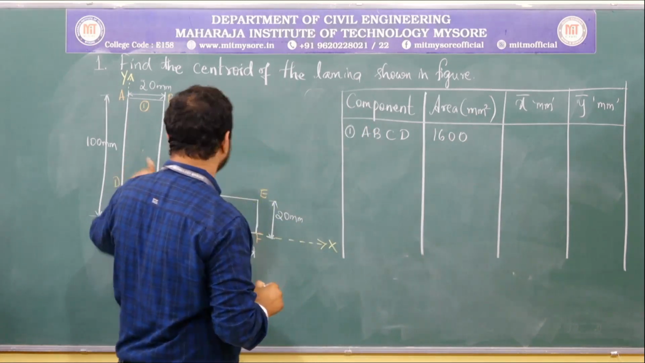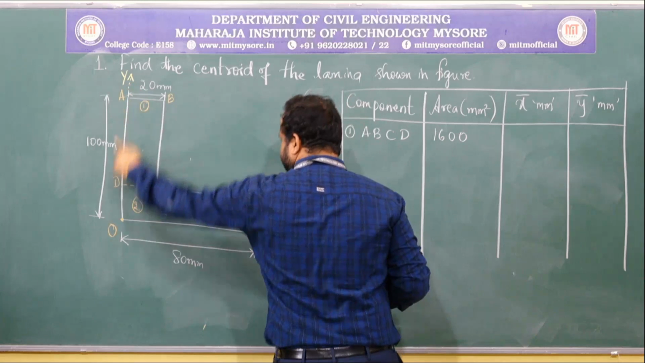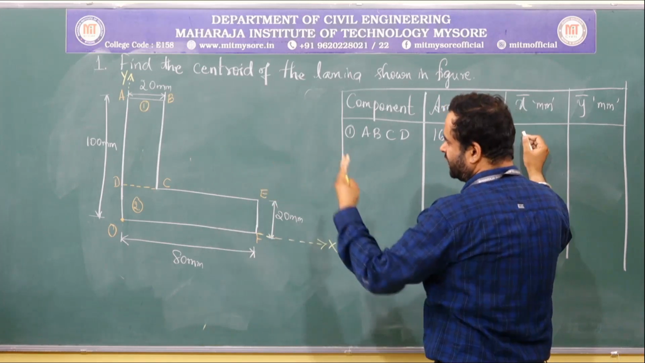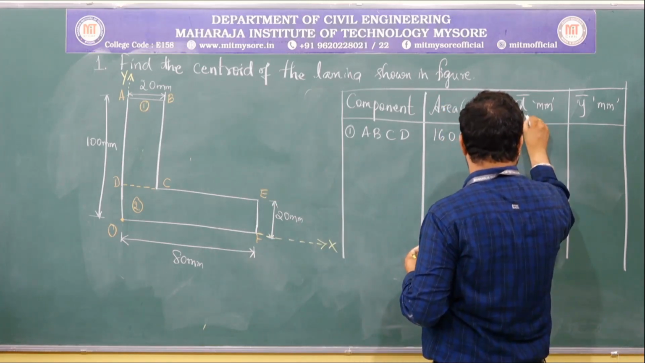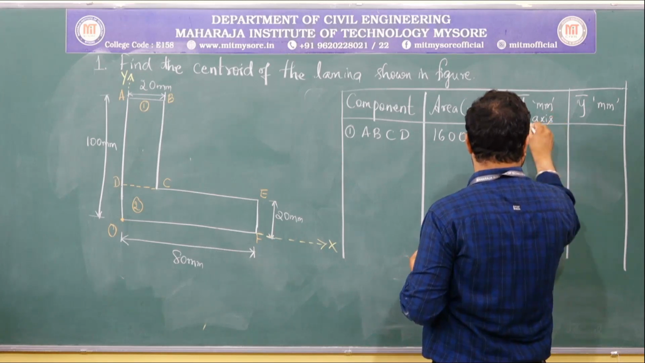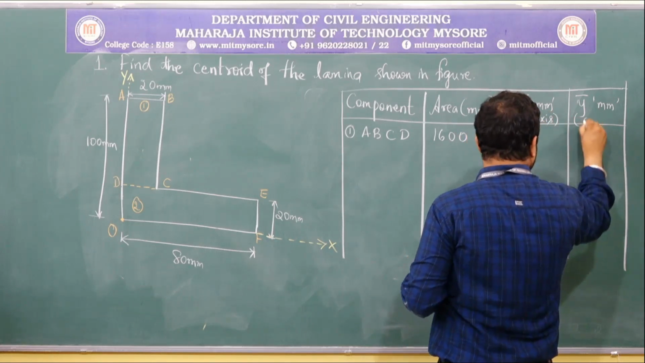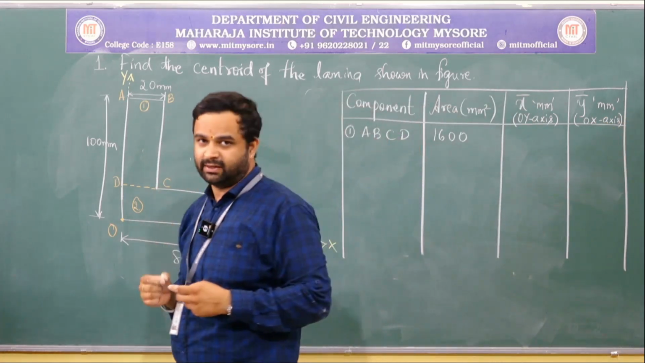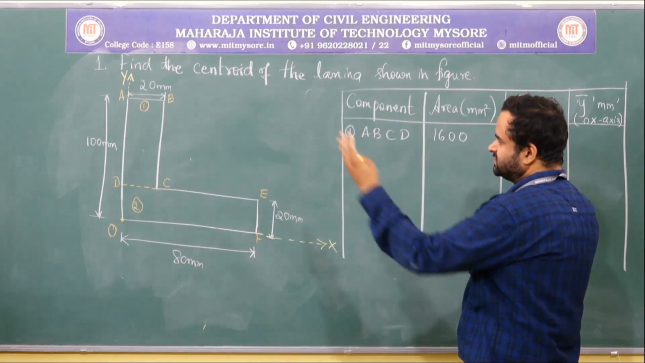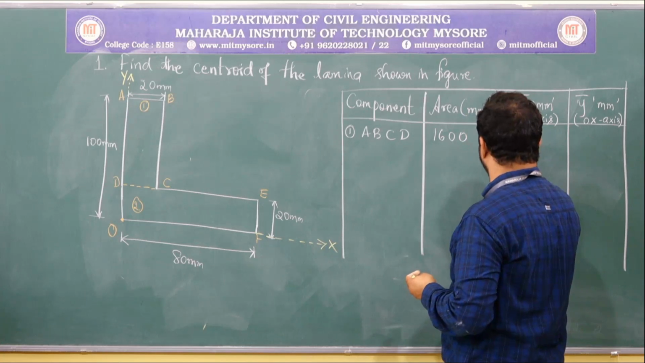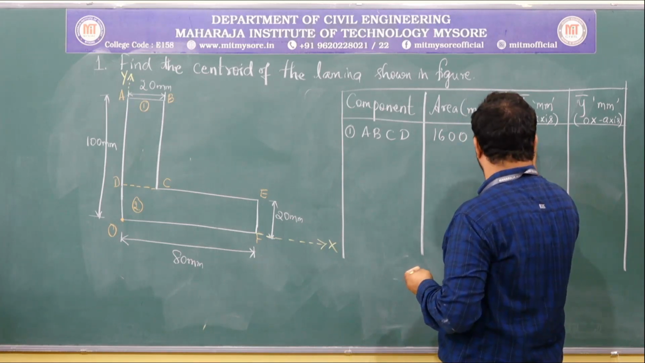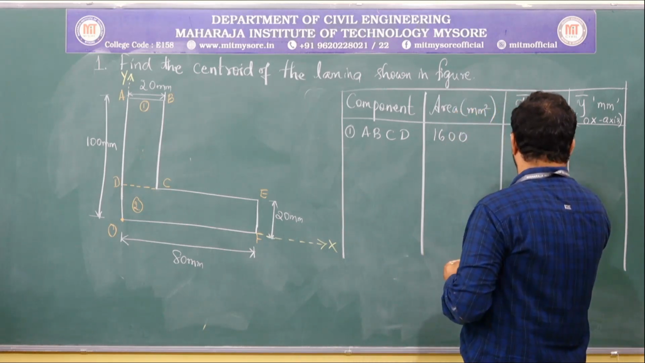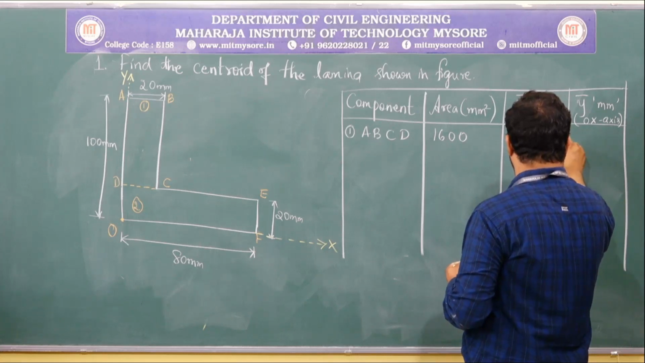And what about the x value? That is x value of component 1 with respect to this referral axis. Please be careful. That is with respect to OY axis. Let me write OY axis and OX axis. This is very much important. You have to keep this thing in mind. Okay. So, with respect to OY axis, the distance x1 is equal to 20 by 2, 10 mm.